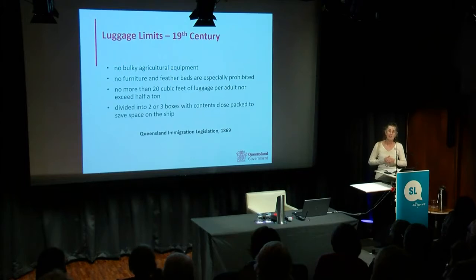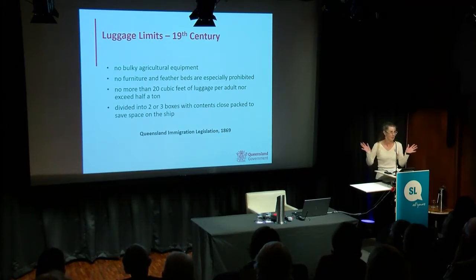It wasn't allowed to exceed 20 cubic feet, which is actually a pretty large amount of stuff you can bring, especially if you've got 10 kids. Per adult, so you add that, you've got a family of 6, that's a lot of stuff you can bring. However, it couldn't exceed 1/2 tonne. So, bit of a conundrum there. Everything had to be divided up into boxes, and so they could pack everything. So nothing circular. You get much more packing space out of boxes.